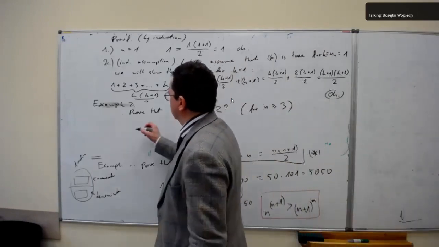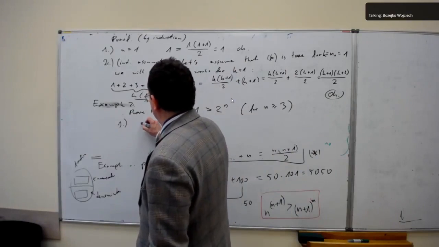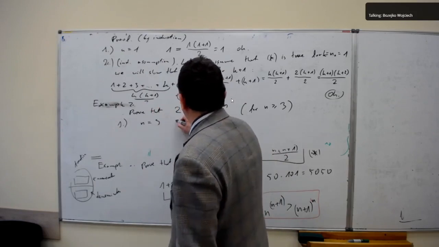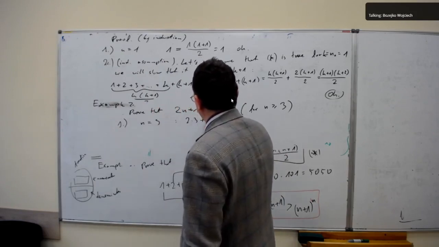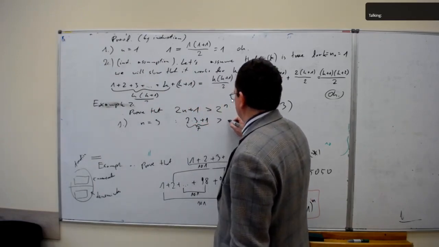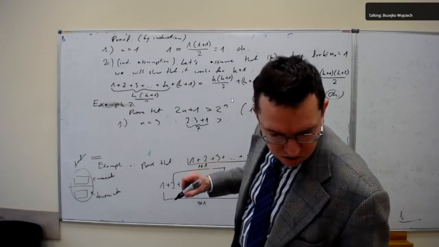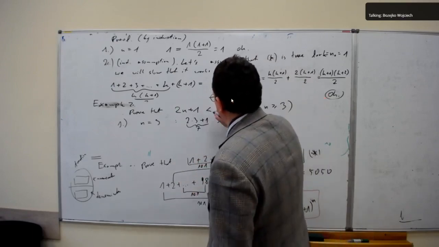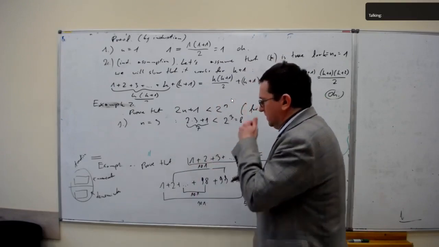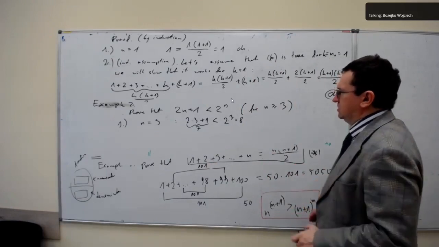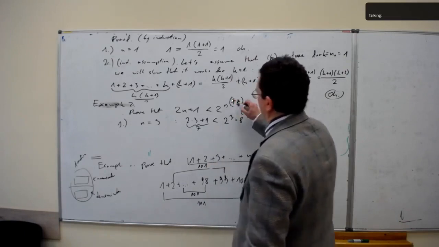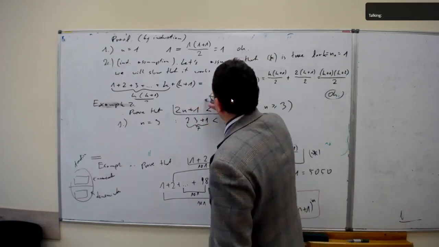Like in the previous example, step 1, n equals n0 equals 3. We have 2 times 3 plus 1, so this is 7, and this is smaller than 2 to the power of 3, which is 8. Okay, it works. So let us assume that this is true. So this is our 2 asterisks. So this is our assumption.